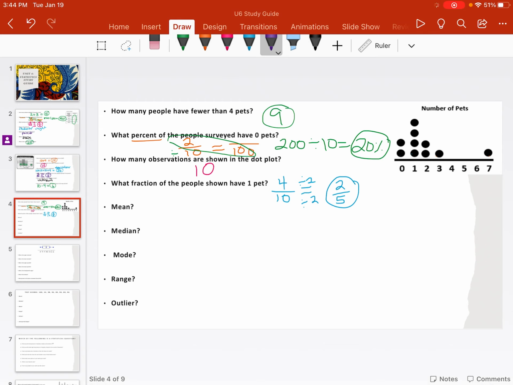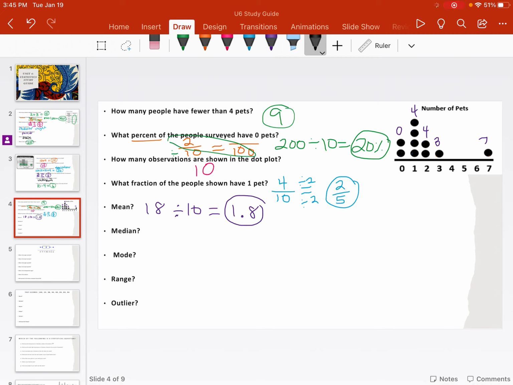So since there's 2 dots on 0, this is worth 0. There's 1, 2, 3, 4 ones, so that's 4. 2 2s, 2 times 2 is 4. There's a 3 and there's a 7, and then I can just add those. So 7 plus 3 plus 4 plus 4, that is 18. Divided by how many dots there are, right? How many pieces of data. So you add up all your numbers, divide by how many there were. There were 10. 18 divided by 10 gives me 1.8 as my mean.